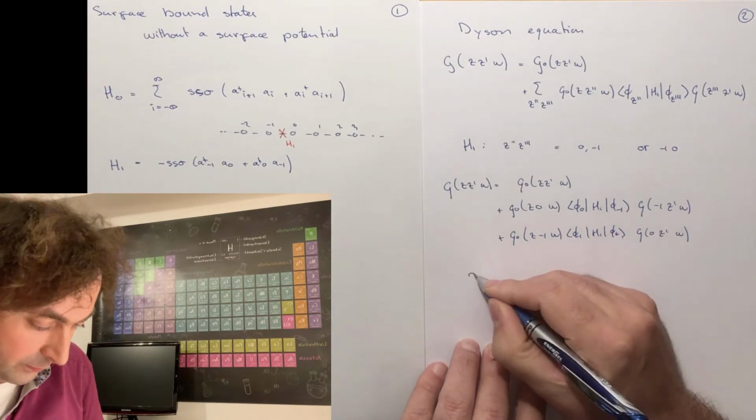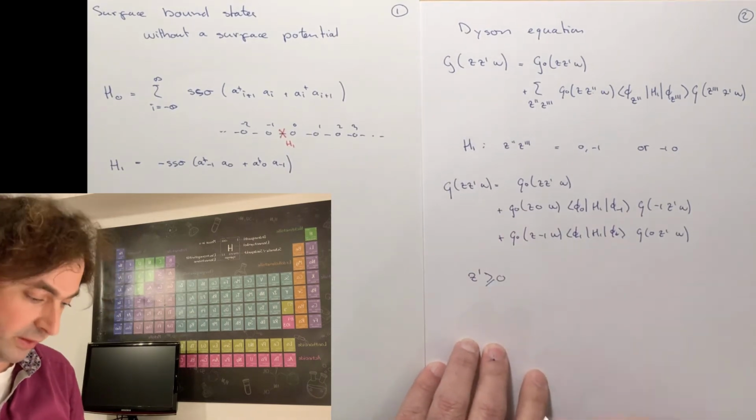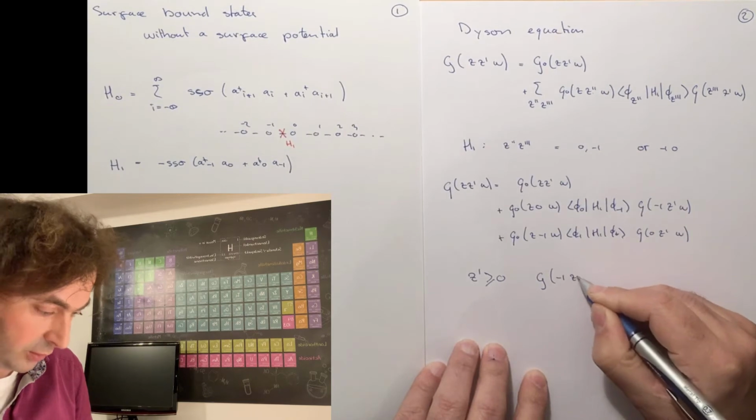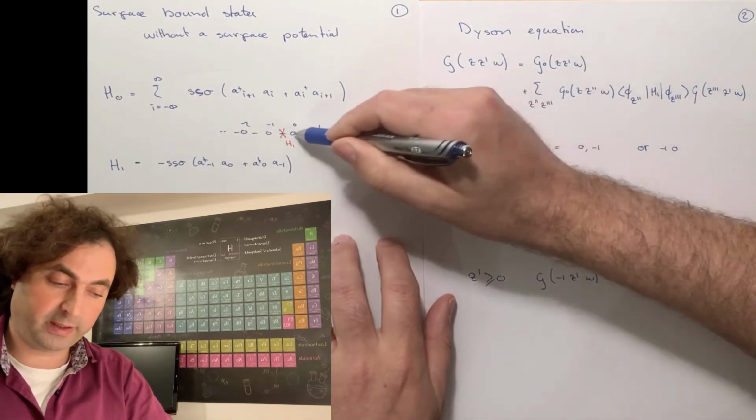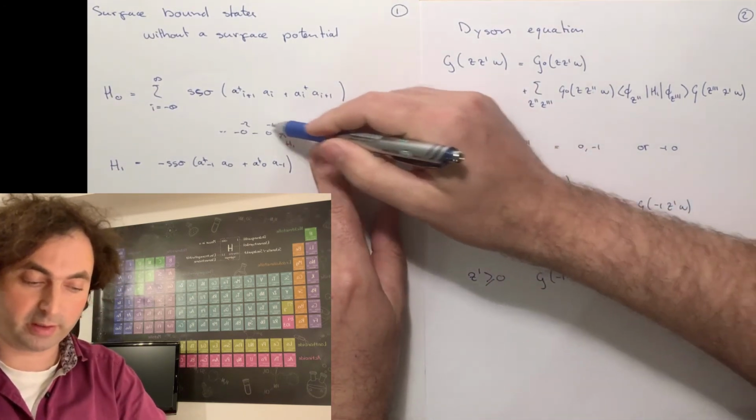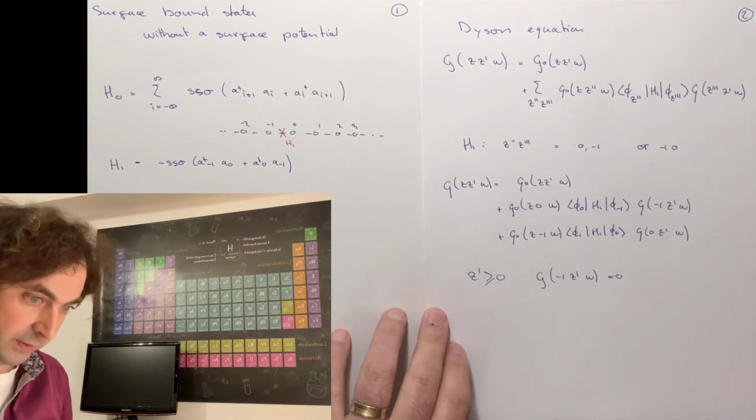Now when z prime is larger or equal than 0, then I know that g_-1(z', omega) is 0. If I create my particle on this side and I have no hopping between 0 and -1, I can never propagate to a negative side.